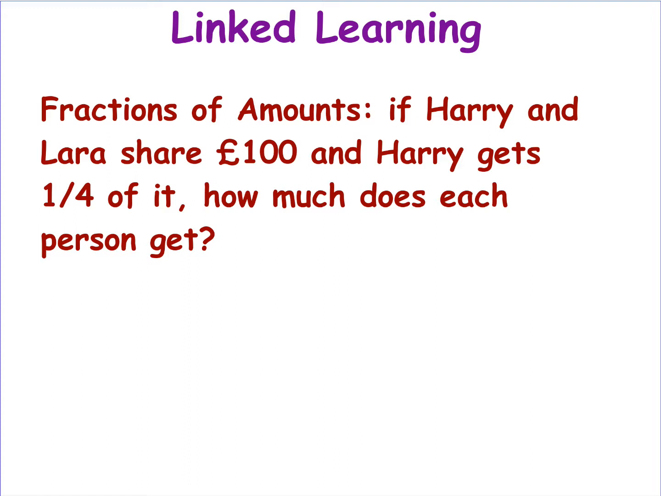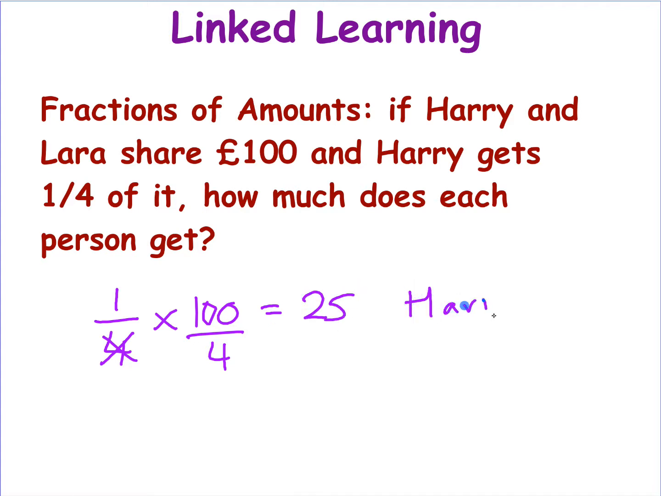So in previous lessons, we could have done a question where Harry and Lara share £100 and Harry gets 1/4 of this amount. How much does each person get? To work out Harry's, using our knowledge of fractions of amounts, it would be 1/4 of the £100. We need to do 100 divided by 4, which is 25. So Harry would get £25.